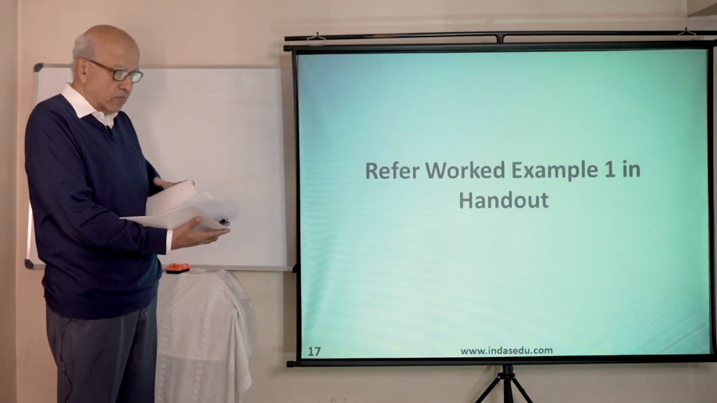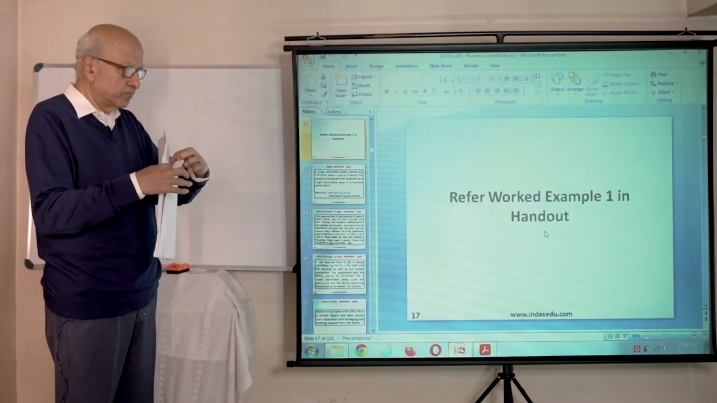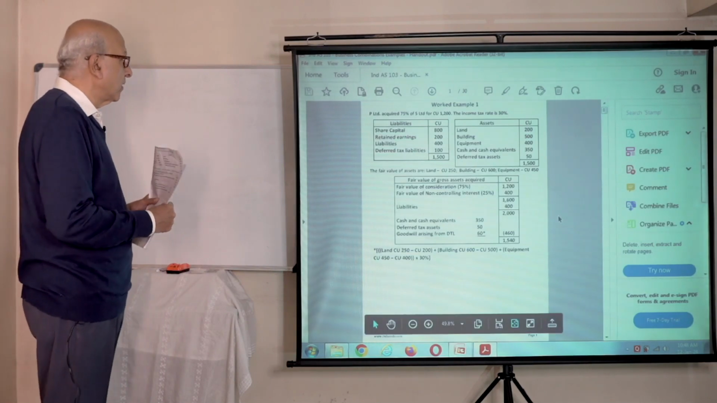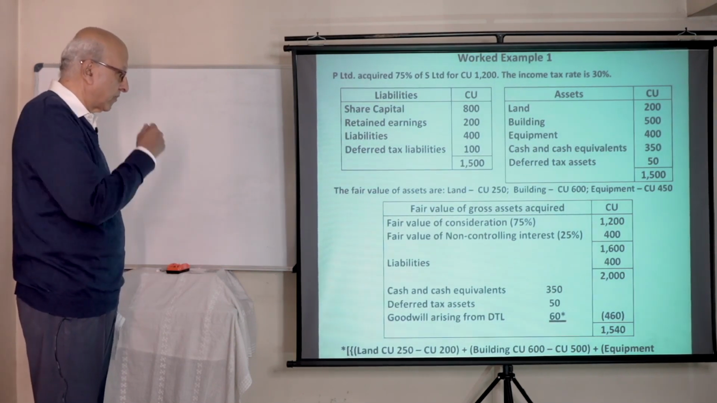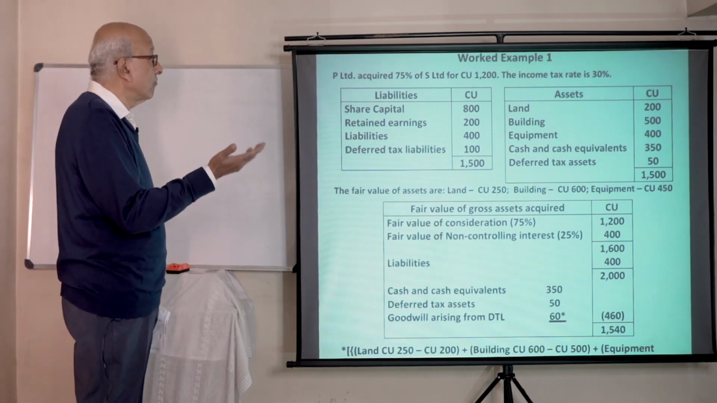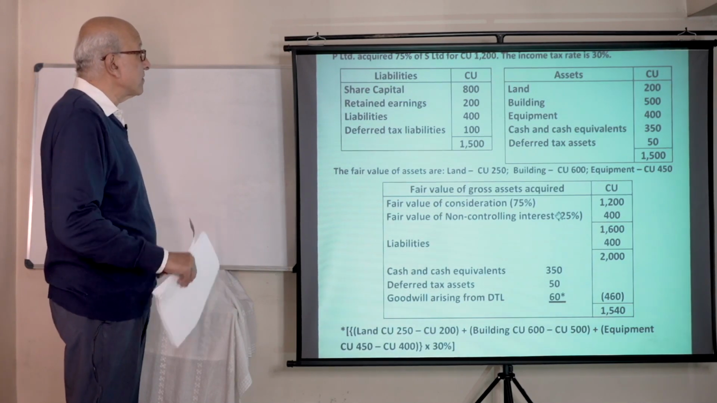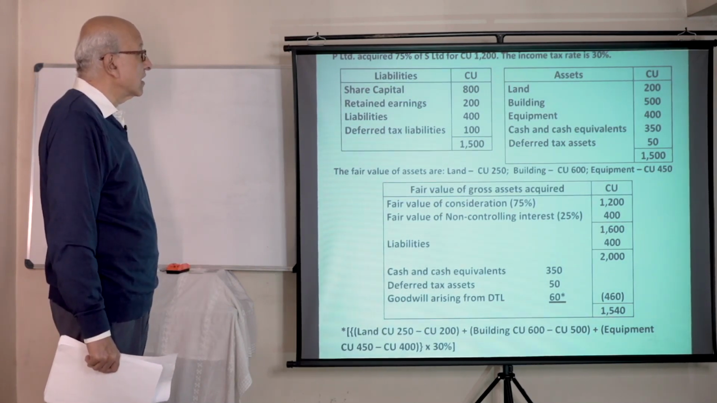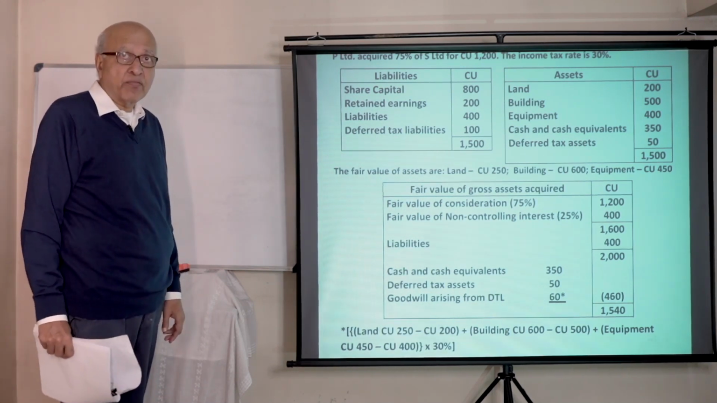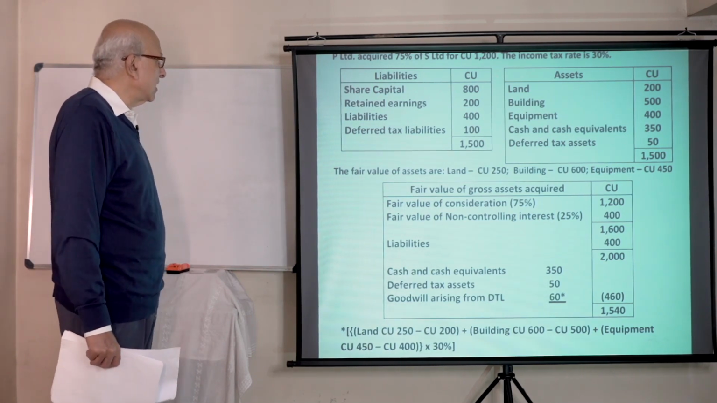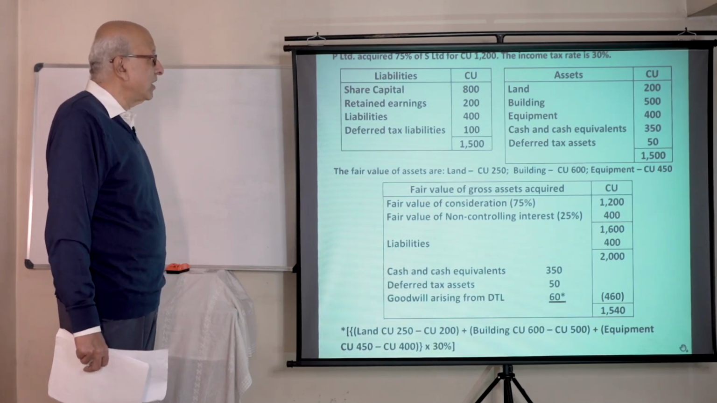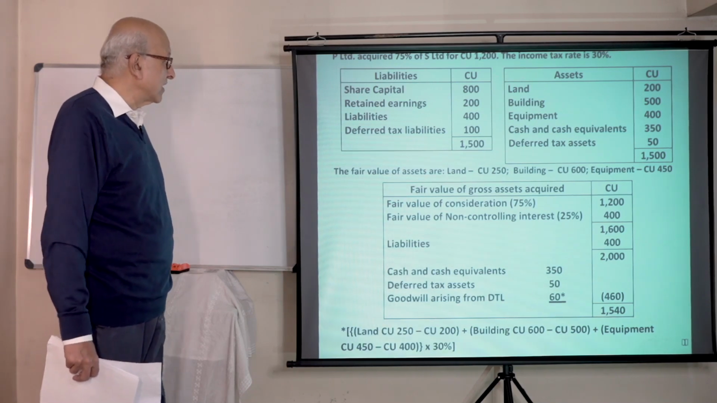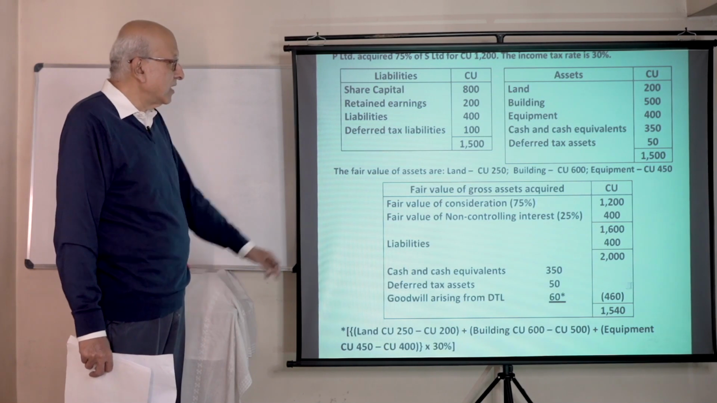Next, this example will make everything very, very clear. P Limited acquired 75% of AS for 1,200. Income tax is 30%. This is the balance sheet on the date of acquisition of AS. You see share capital 800, retained earnings 200, liabilities 400, deferred tax liabilities 100. Assets, land 200, building 500, equipment 400, cash and cash equivalent 350, deferred tax asset 50. Okay? The fair value assets are land 250, building 600, equipment 450.